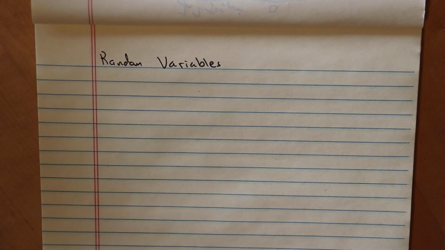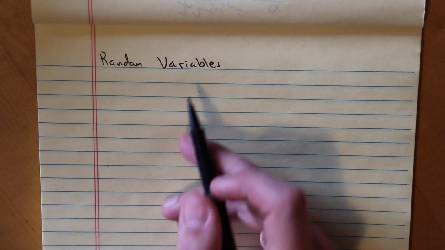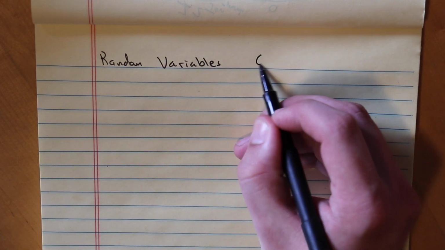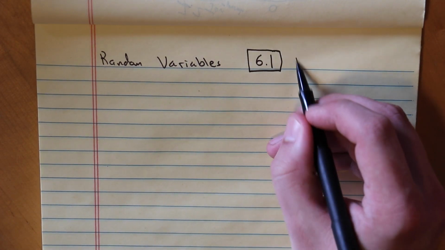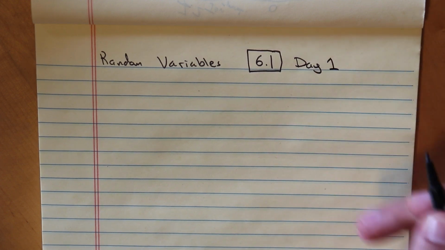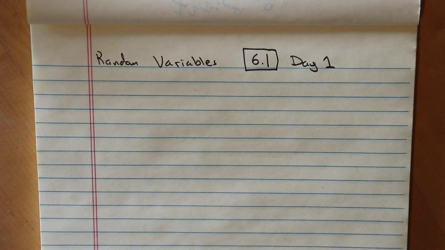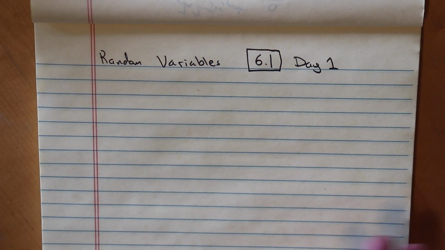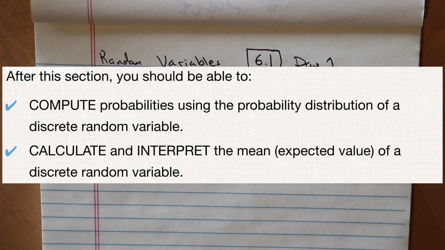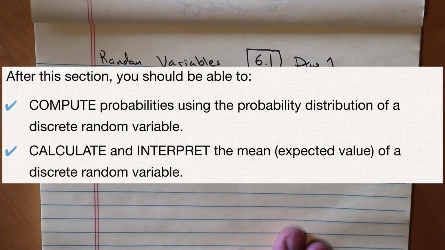So in this lesson, we're going to be talking about random variables. This is chapter 6.1, and this is day 1. Take a look at the learning materials and all the documents on the Google Classroom. So in this particular video, by the end of it, you should be able to compute probabilities using the probability distribution of a discrete random variable.